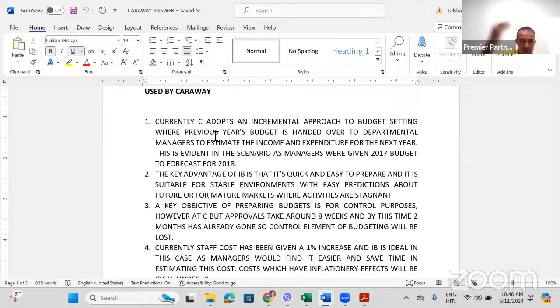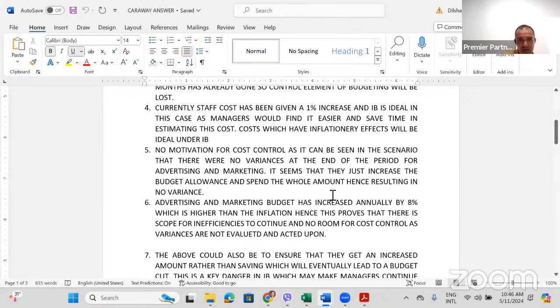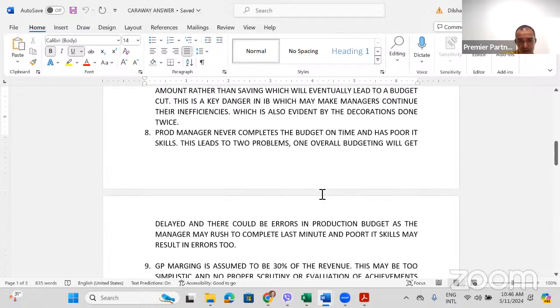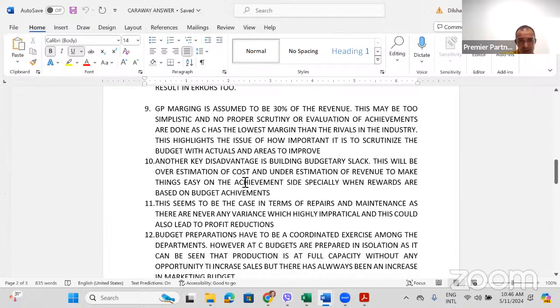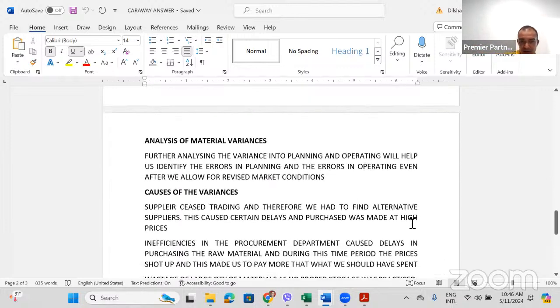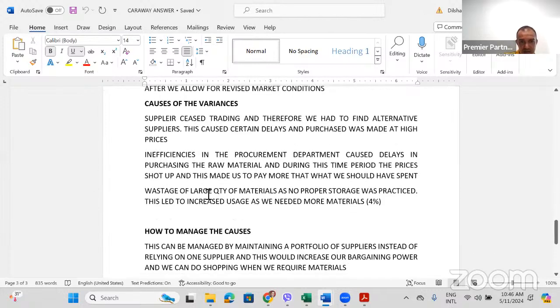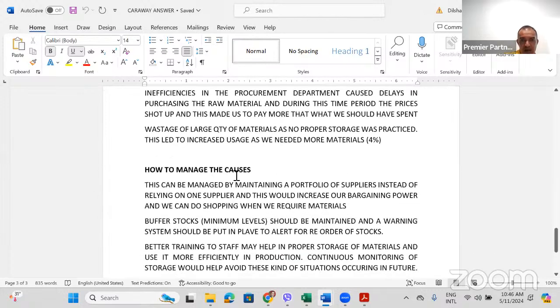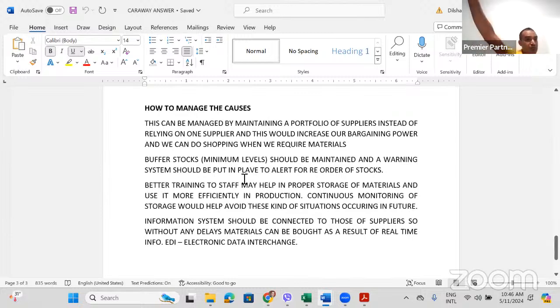right? So I don't want to go to one by one. You guys can understand. If there are anything that you don't, please let me know. I have just put numbers here to show you the number of points. Don't do that in the exam. You can just go paragraph by paragraph. Then analysis of material variance, causes, then how to manage the causes along with the numbers also you need to.